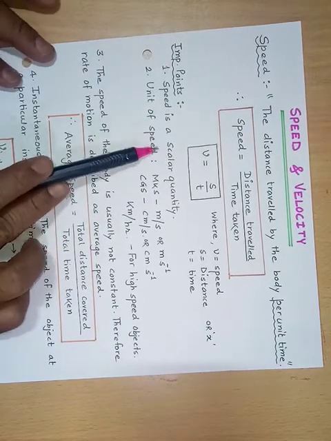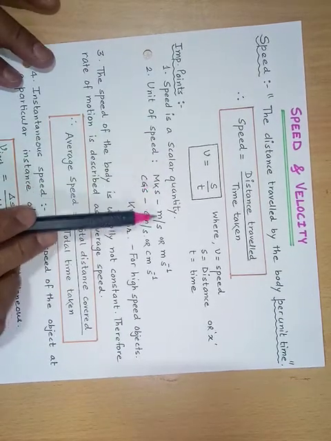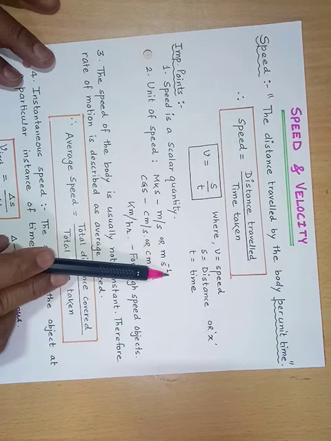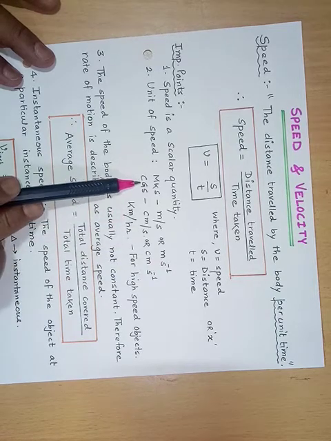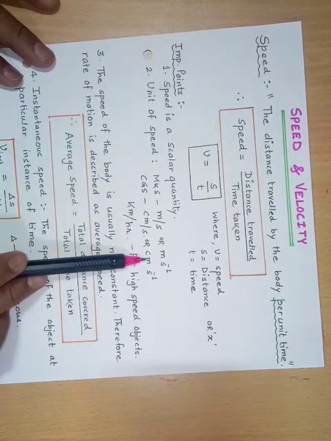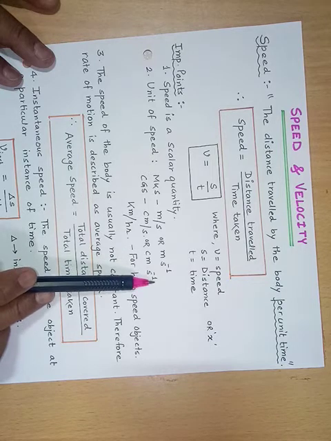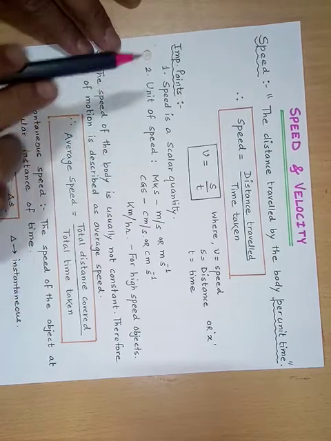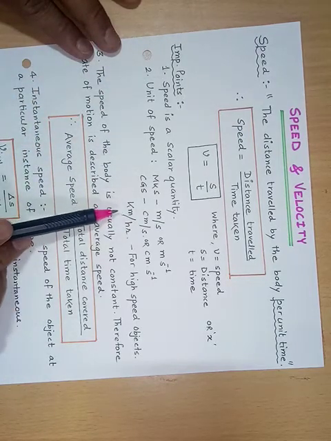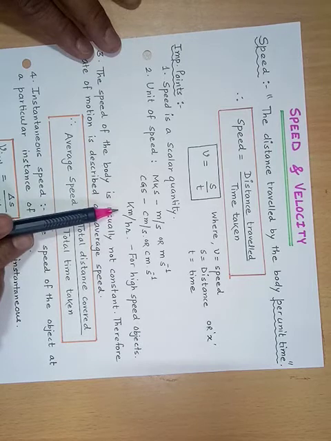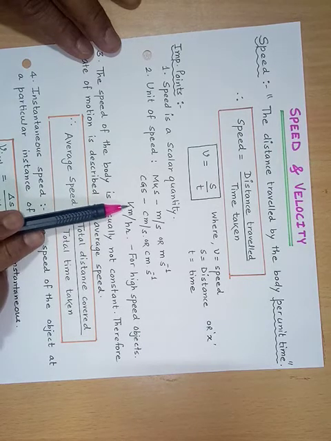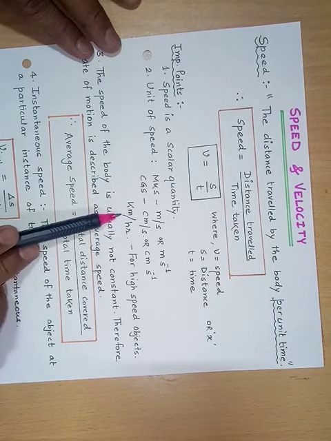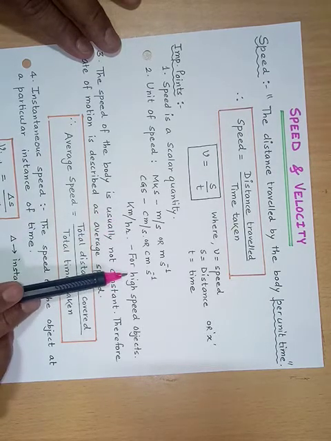The unit of speed in the MKS unit system is meter per second, which can also be written as m s^-1. In the CGS system it will be centimeter per second, or it can also be written as cm s^-1. In general use, for our day-to-day purposes, the unit used for speed is kilometer per hour. Particularly, kilometer per hour is used for objects which are moving with high speed.